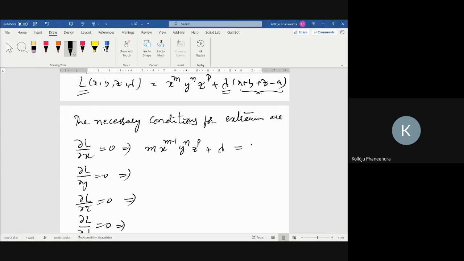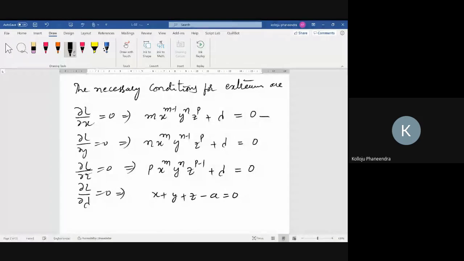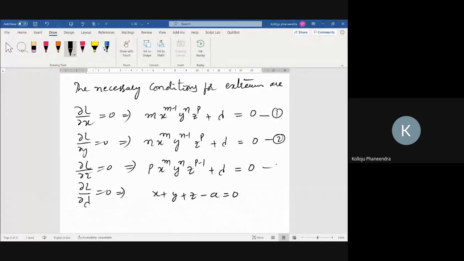Therefore, lambda will be there. This is 0. Next one, what is this? n x^m y^(n-1) z^p, this is also plus lambda equal to 0, right? And the third one, p x^m y^n z^(p-1) plus lambda equal to 0. And ∂L/∂λ equal to 0 means what? Lambda derivative 1 and its quotient is x plus y plus z minus a equal to 0. Take this as 1, 2, 3, and this is 4, right?